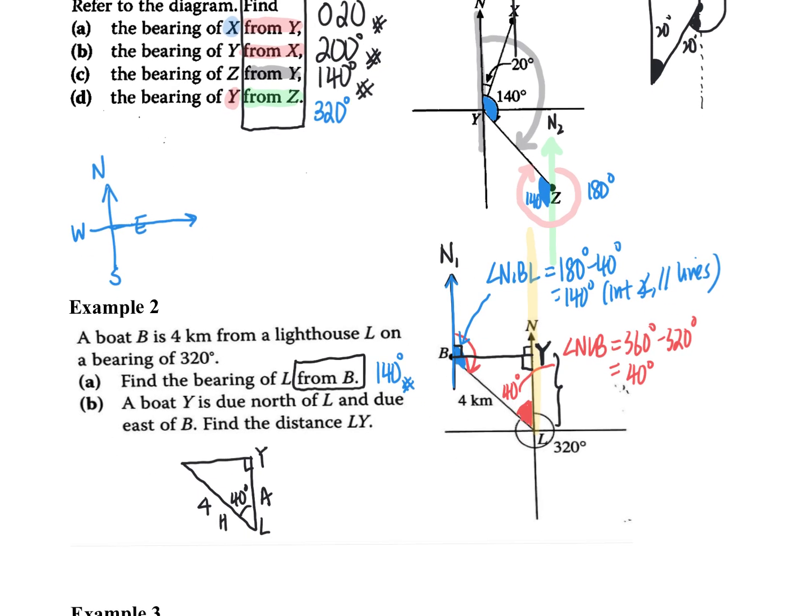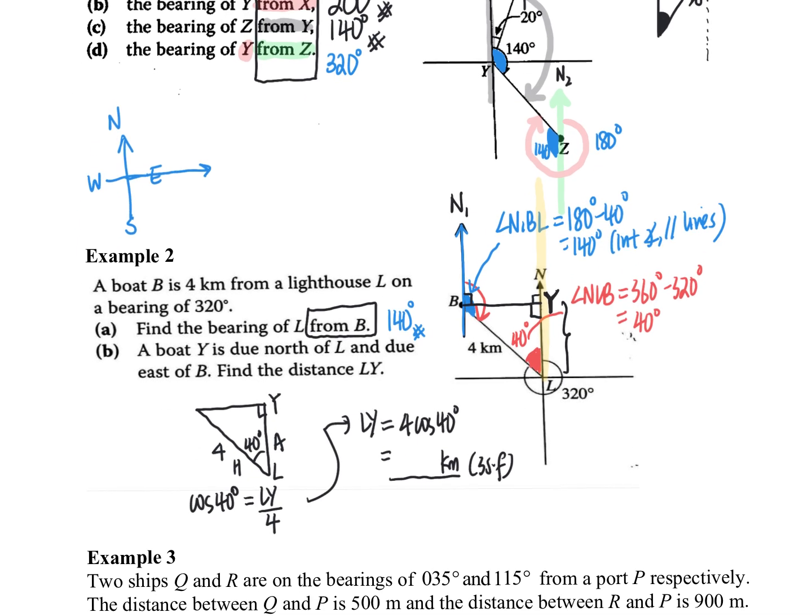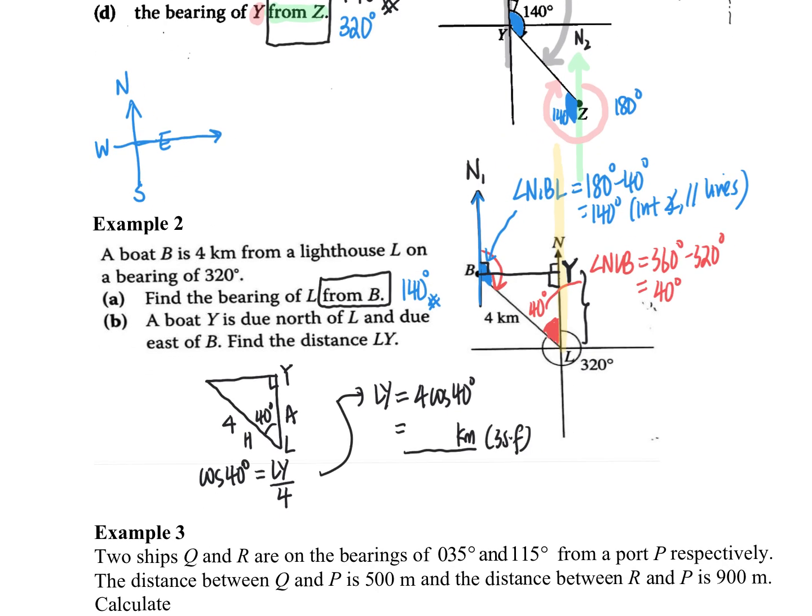Okay, so this one is hypotenuse, adjacent. So I'll use cosine. So cosine 40 degrees is LY over 4. So LY is 4 cosine 40. Okay, so give me a 3 SF answer. Okay, so the math behind it, the trigo calculation, the sine rule, the cosine rule, is everything you have learned. This is just adding a real life component to the question. What's the answer? 3.06.